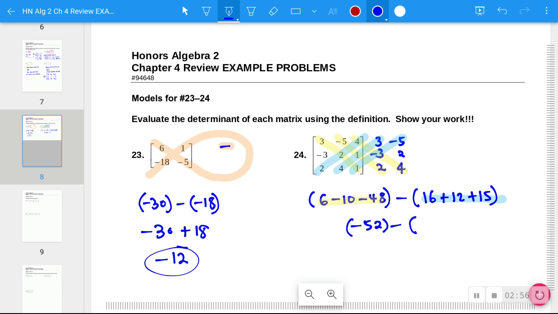let's see, 30, I guess that's 43, I think. Yeah, 43. Let me double check that. 28, 38, 43. Okay, so when you put these together, you get negative 95 for your determinant. And that's how you find a 3 by 3 determinant. Go down, down, down, minus up, up, up. Okay, so we'll continue with number 25.